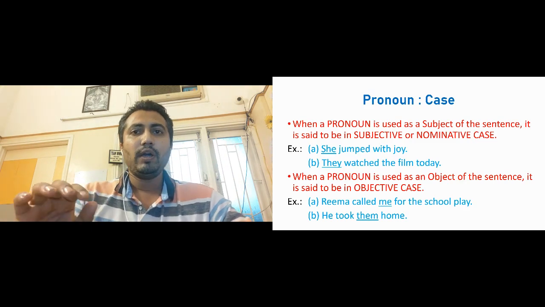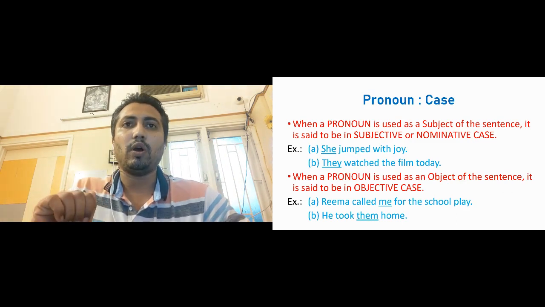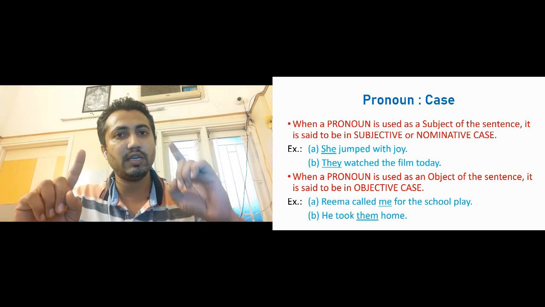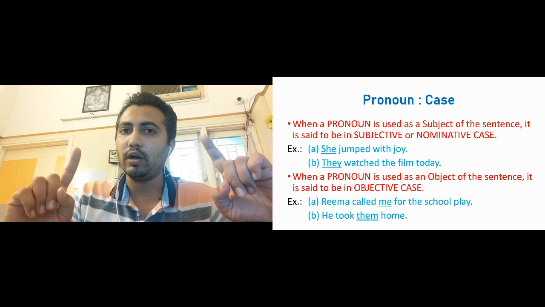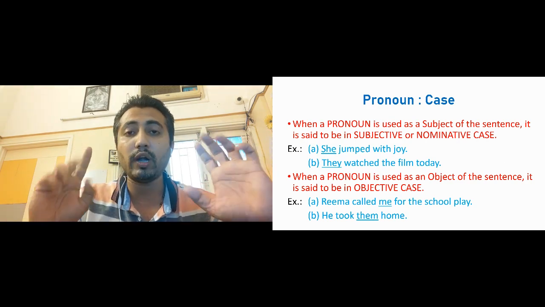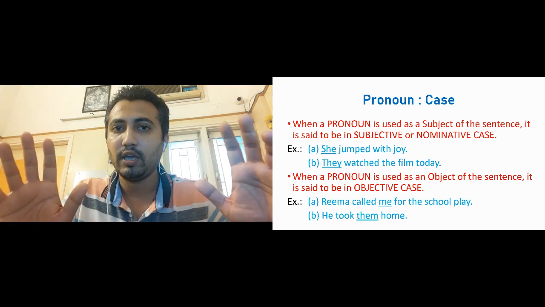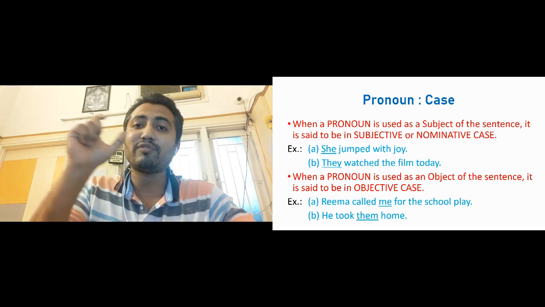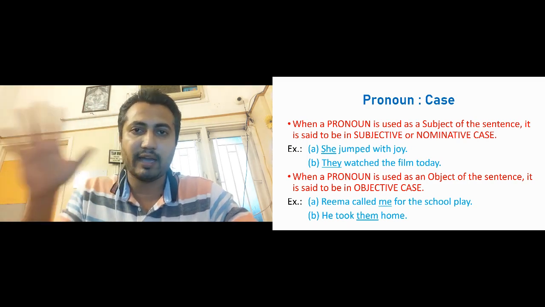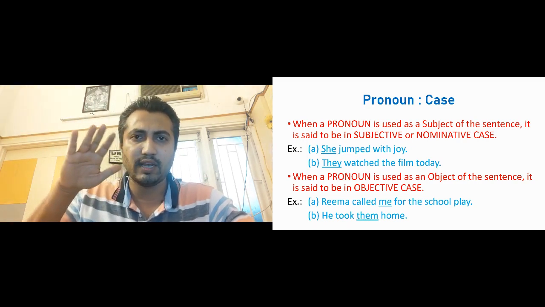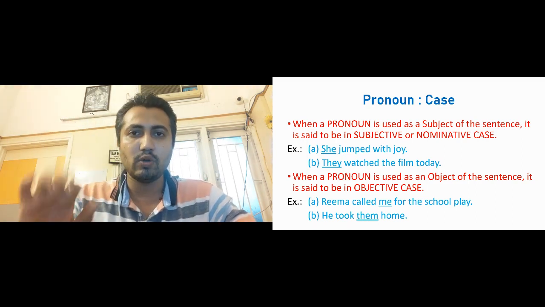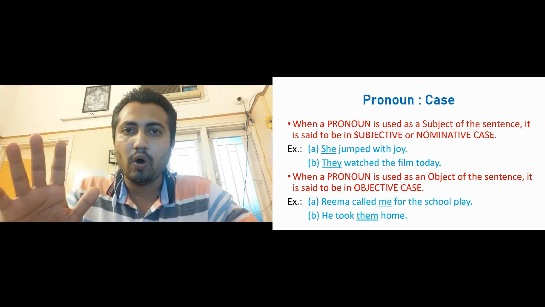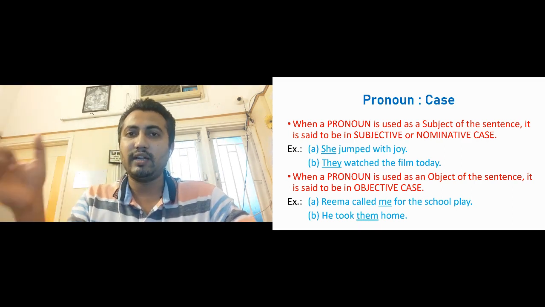Fine. Now, before going to the next part in the pronoun, we need to understand two words. First is subject and the other word is object. What is a subject and what is an object? Now, in every sentence there is an action, an act, or a work that is told. Whoever is the doer of the action or whom the sentence is talking about.